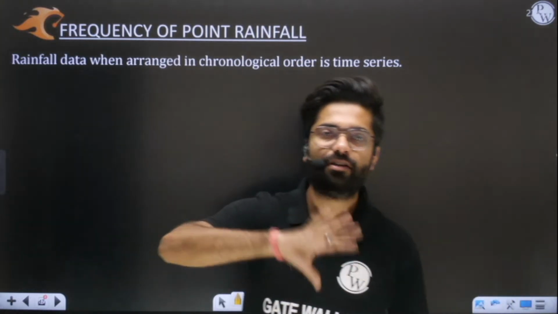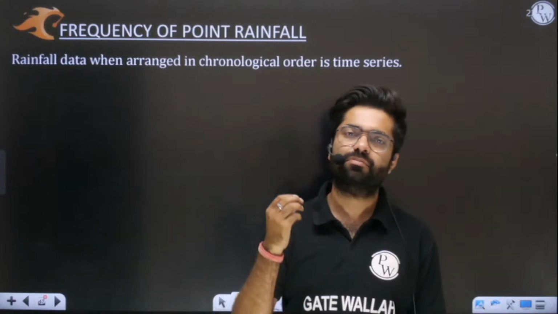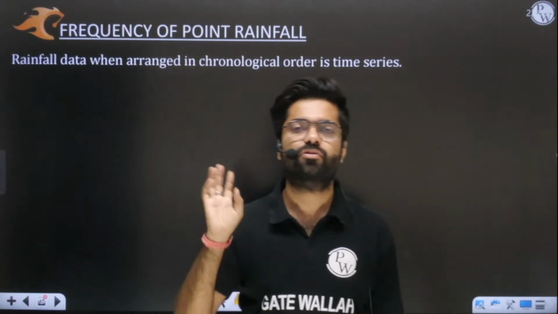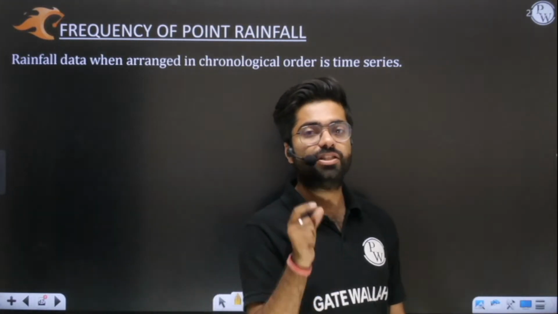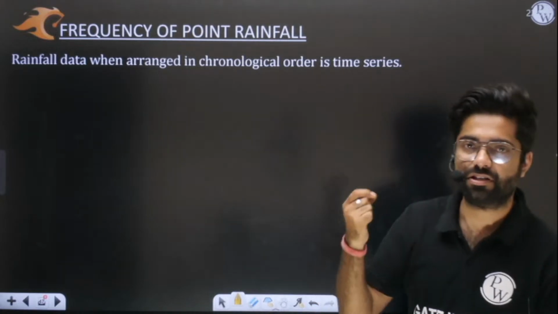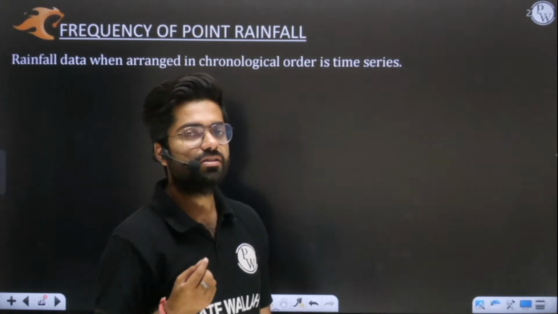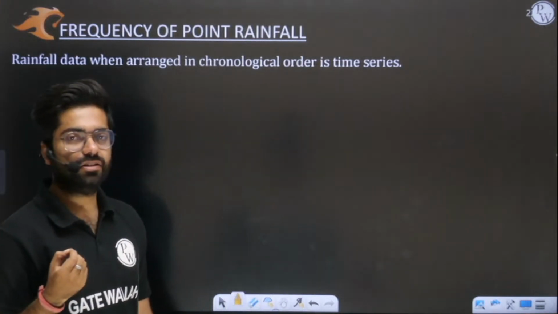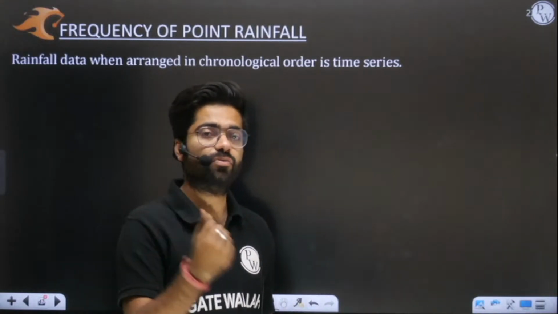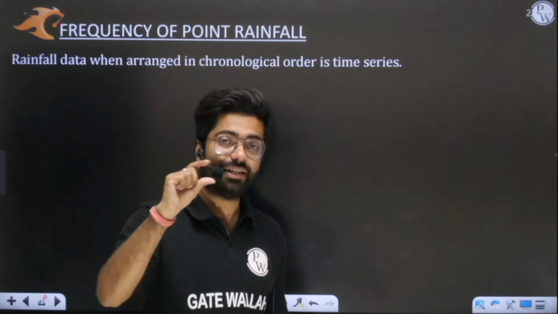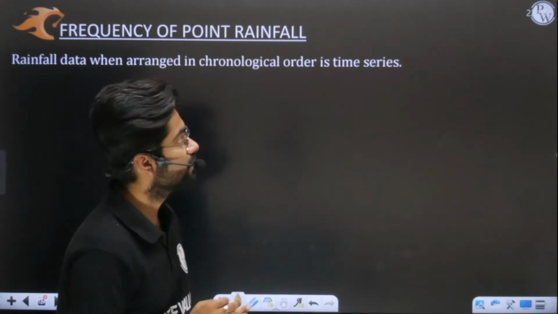You all know that rainfall is variable in nature. Every year you will see that sometimes less rainfall occurs, sometimes more. So the total amount of annual rainfall changes and varies. Sometimes it is 120, sometimes it is 125. Sir, how can I find the probability or exact frequency of a certain magnitude of rainfall? That study is known as frequency of point rainfall.